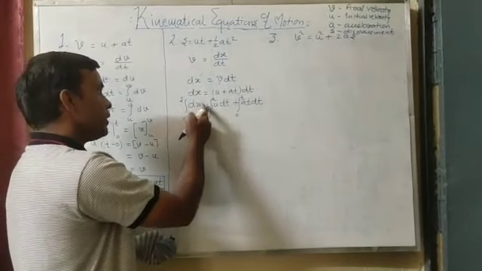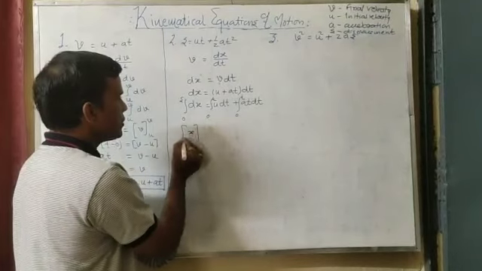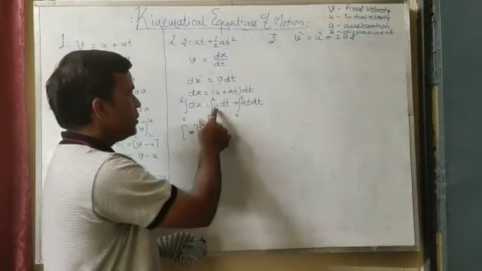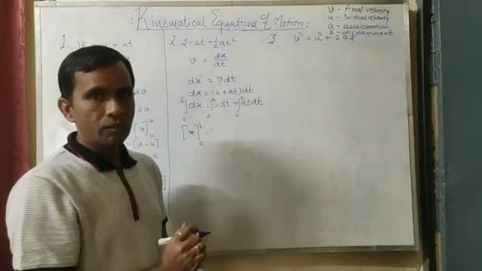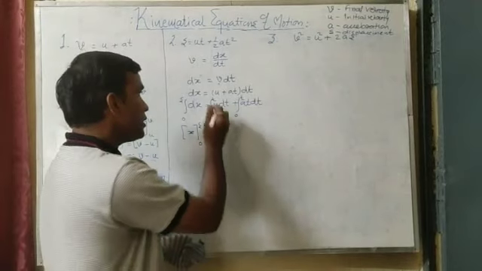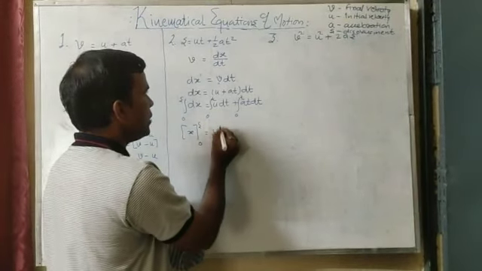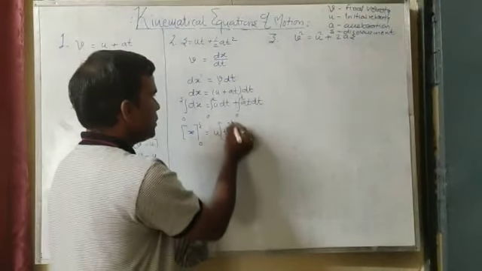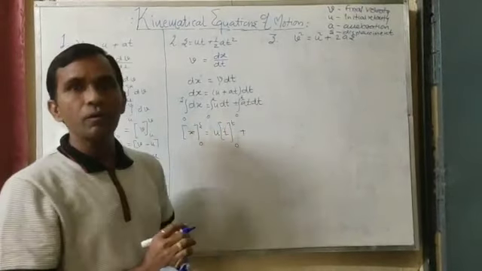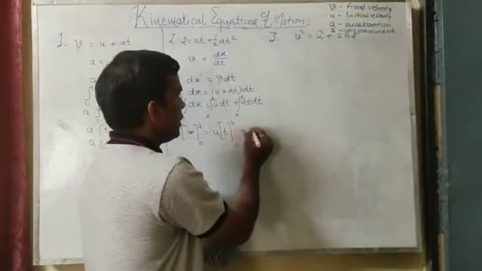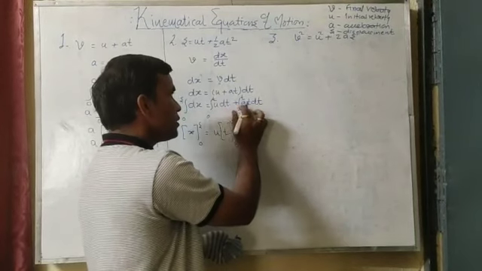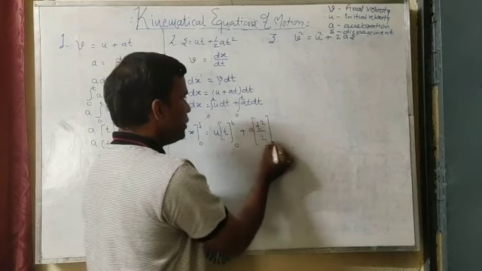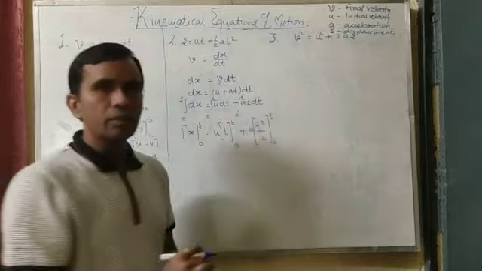The integration of dx is x only, with the limits from 0 to s, is equal to integration of u dt. Here we considered u as the initial velocity. By considering it as a constant, you can take it outside the integral. Integration of dt will become t only. Limits of the time are from 0 to t, plus, again it is uniformly accelerated motion, that's why a is also constant. a is outside the integral sign. Integration of t dt is t square by 2, and we have to give the limit of the time, that is from 0 to t.